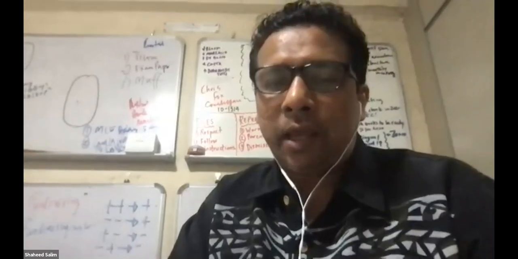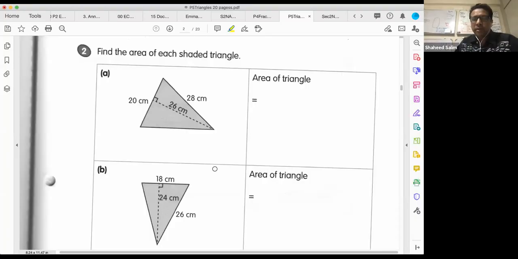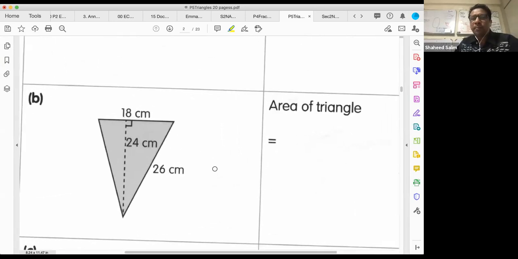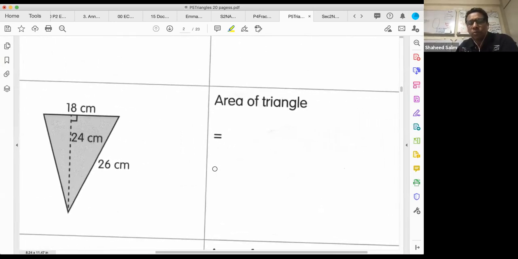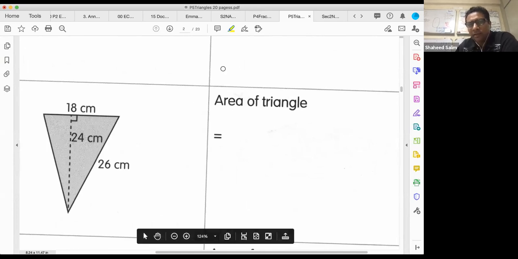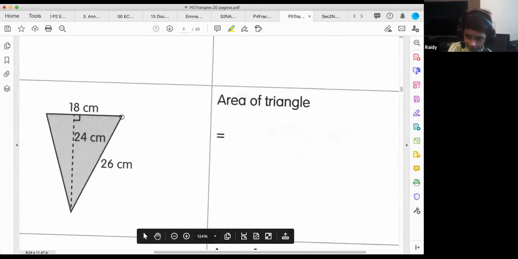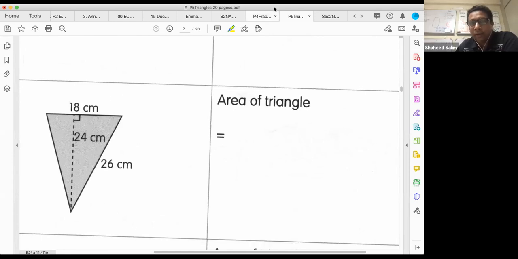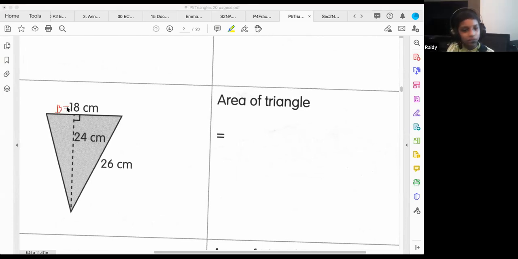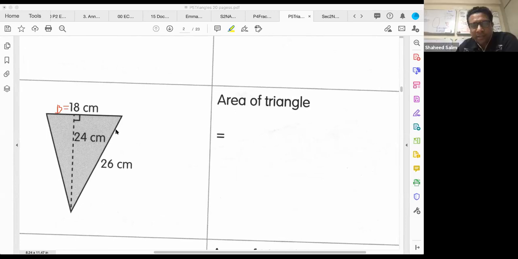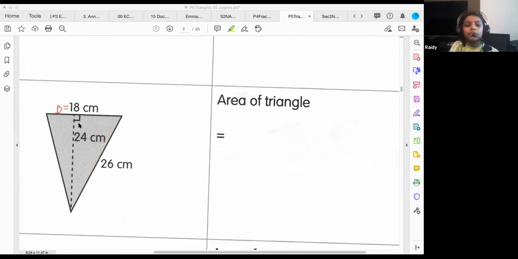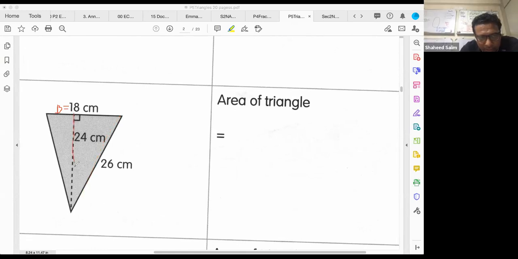Okay, we go to question B. Now you ask yourself which one is the base and which one is the height. They must meet at 90 degrees. The base is 18. Okay, I write B here, B is the base, 18. Height is 26, but they don't meet at 90 degrees. Oh, 24. Can you see? You meet at 90 degrees down here, this is 24. So this is the height.